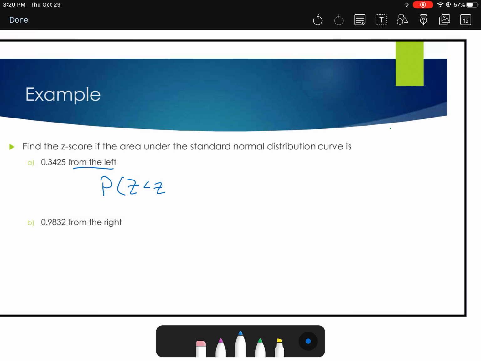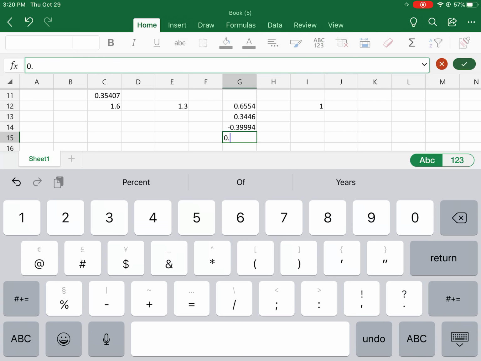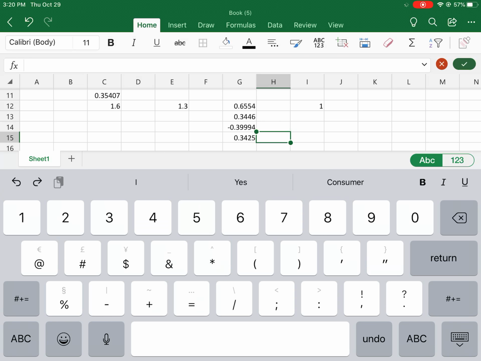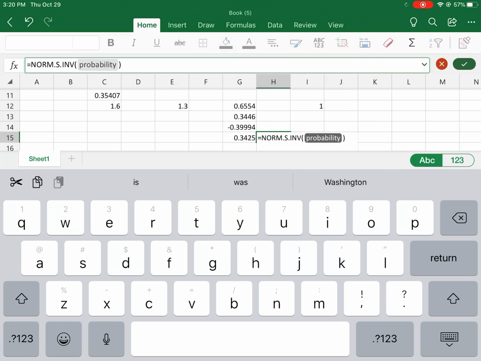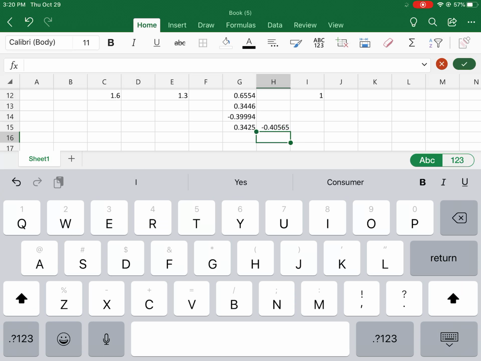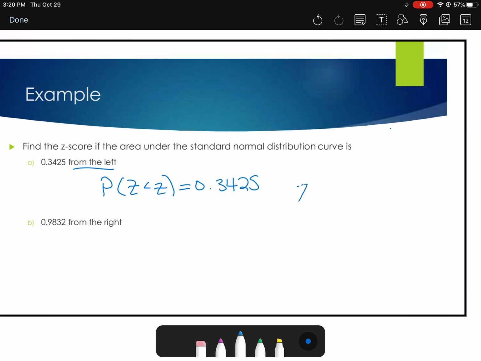Welcome back. So we have from the left, so the probability that z is less than z was equal to 0.3425. Okay, plugging it in, I have my probability 0.3425 equals, okay, norm.s. Again, I'm using that inverse. Here's the probability. Hit enter. I get negative 0.405. So when I round my z-score, you should get an answer of negative 0.41.